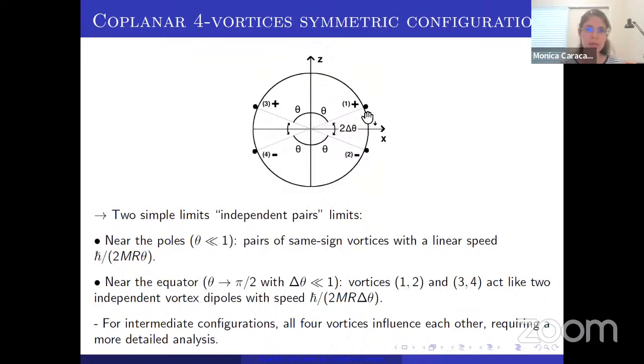Another situation is when you put the minus sign and plus sign very close to each other at the equator. Then you get two independent dipoles that also make this precession, in the same sense, parallel to the equator. Limit case.